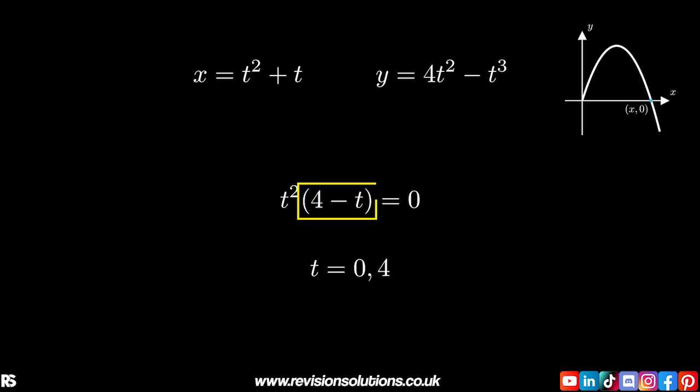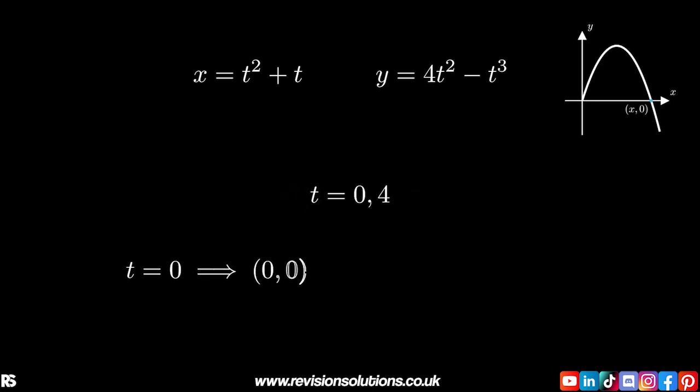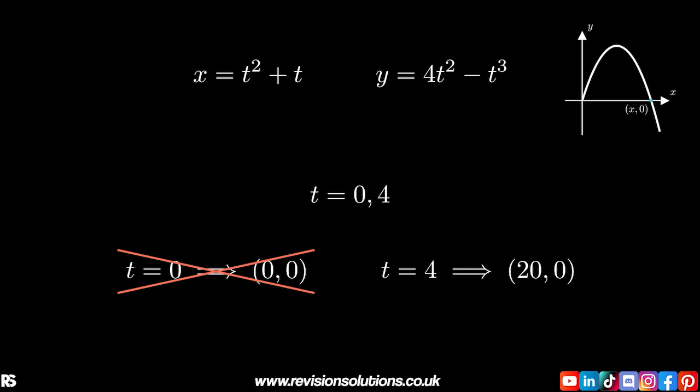If we substitute t equals 0 into the equation for x, we get an intersection point of 0, 0. This is not the point we want. If we substitute t equals 4 in, we get an x-coordinate of 20, meaning our intersection point with the positive x-axis has coordinates 20, 0.